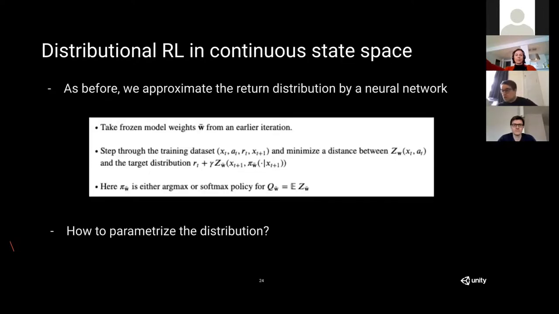Okay, so we need to do this in a continuous state space then. So we do as before. We have a parametric model for the return distribution, and we need to somehow learn this. Let's say again we've frozen weights from an earlier iteration, and we define this target. Here again there's the immediate reward and then there's the return distribution at next state given this policy that we follow. And this policy is again derived from Q. So okay, we have a distance. Wasserstein distance is a good distance for distributions, but we need to somehow parameterize this distribution. We cannot deal with abstract distributions like that, we have to somehow parameterize it.